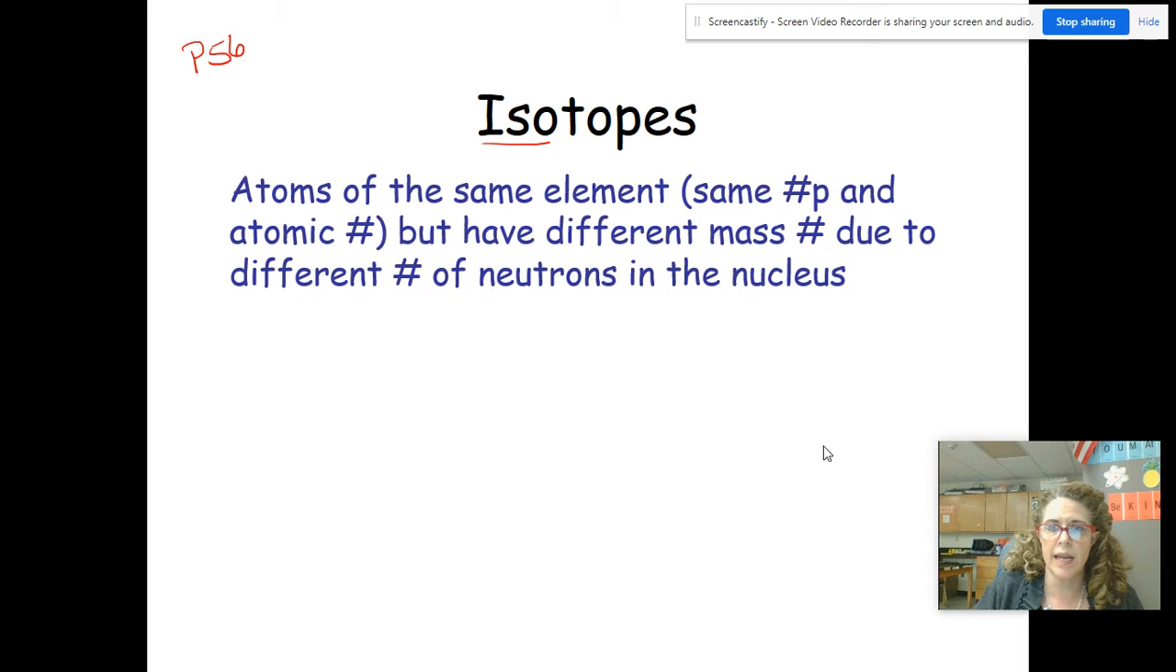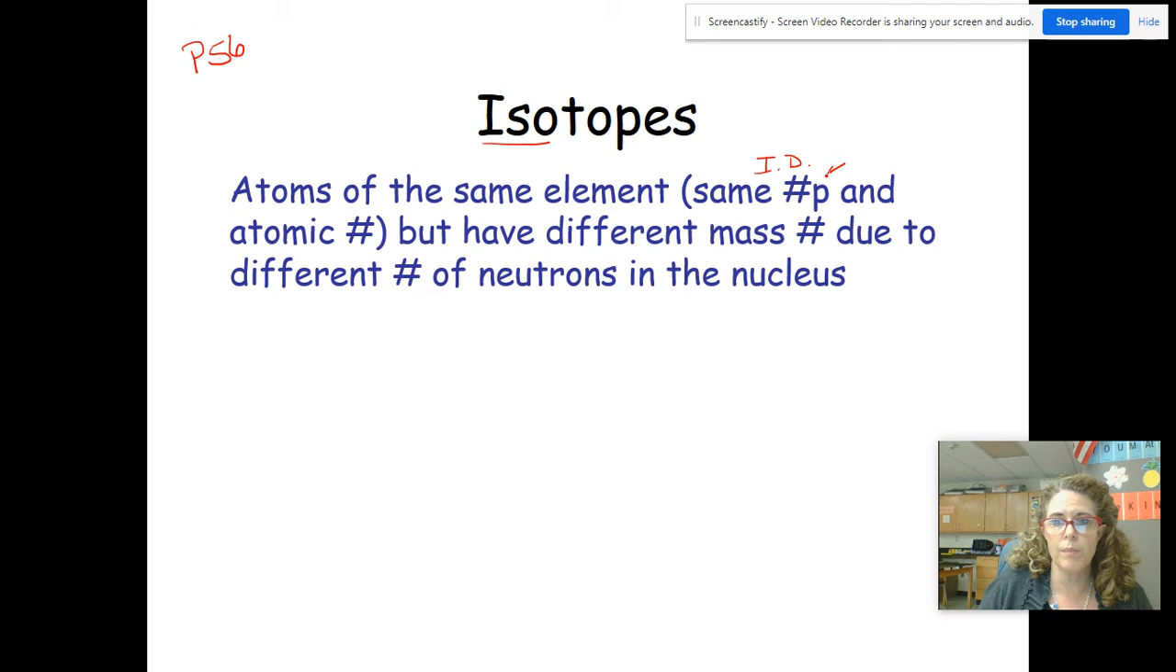So in an isotope, something is the same, but not everything. So atoms of the same element have the same number of protons in the atomic number, because the number of protons is the identity of the element. No two elements have the same number of protons, but they have a different mass number due to the different number of neutrons in the nucleus.